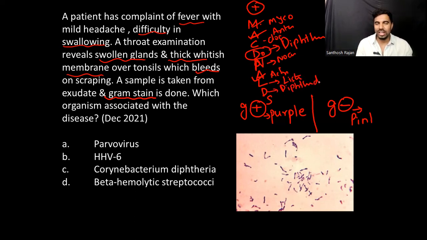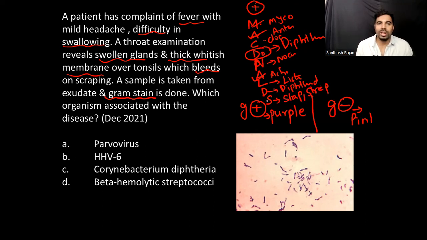Diphtheroids are basically common commensals which look like diphtheria without any granules. And yes, for the two S's, what are they? Staphylococcus and Streptococcus, the kings of infections. Staphylo and Strepto. Got it? So this is the easy way, McDonald's.